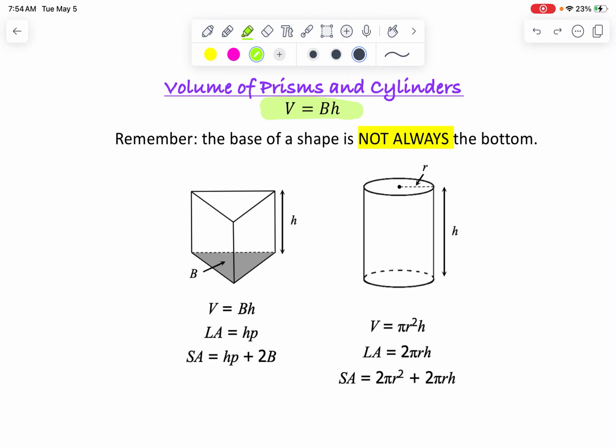Okay, and then just remember that the base of a shape is not always on the bottom. So that's just something to keep in mind as we go through these.